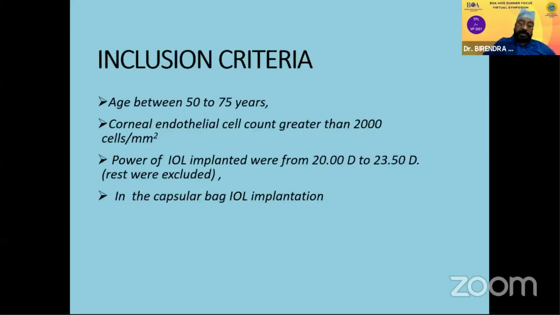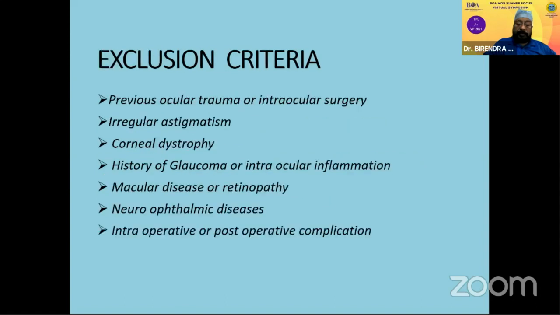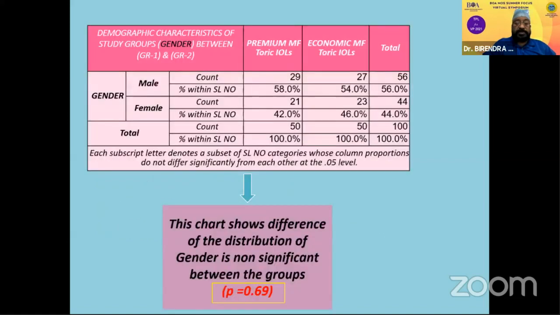We included cases between 50 to 75 years. Corneal endothelial cell count had to be greater than 2,000 cells per square millimeter, and the power of IOL implanted was from 20 to 23.5, and the rest were excluded for a better comparison, and it had to be in-the-capsular-bag implantation. We excluded cases which had previous ocular trauma or intraocular surgery, irregular astigmatism, corneal dystrophy, history of glaucoma or intraocular inflammation, macular diseases or retinopathy, neuro-ophthalmic diseases, intraoperative or post-operative complications.